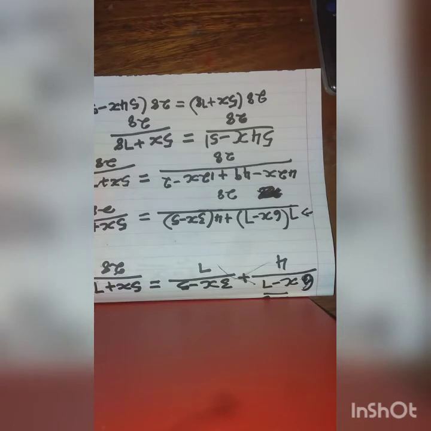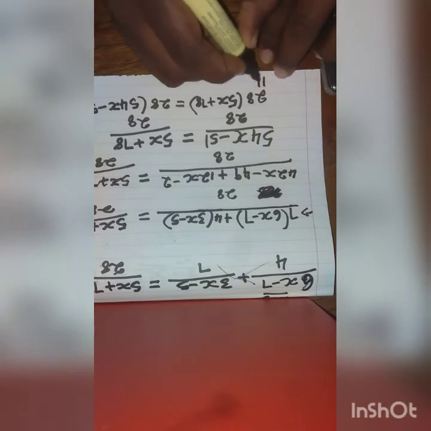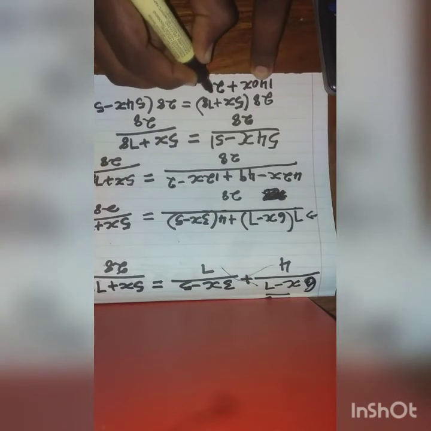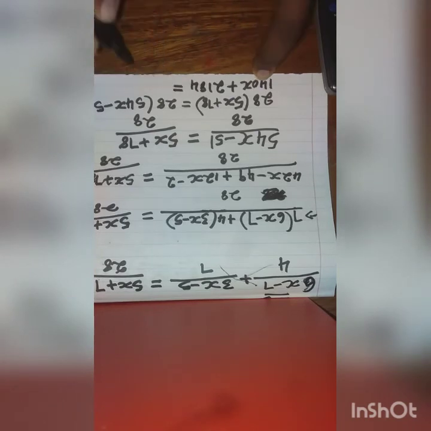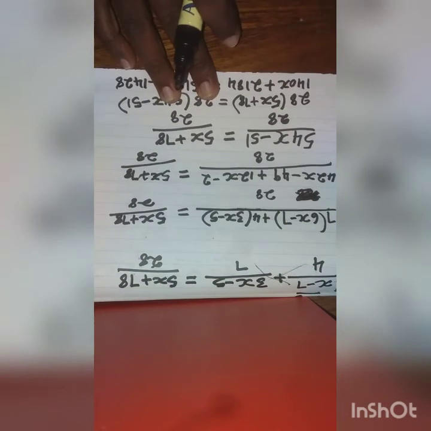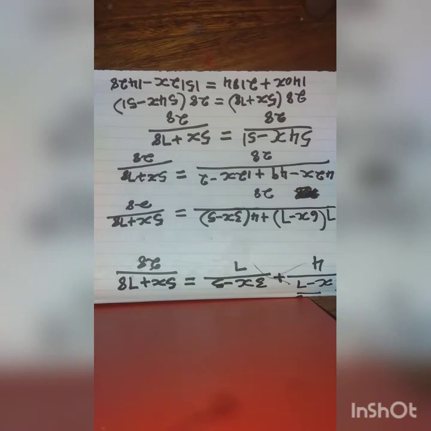You have 28 times 5, it's 140x. Then 28 times 78, it's 2184, being equal to 28 times 54, it's 1512x. 28 times negative 51. This is the answer I've got for now.